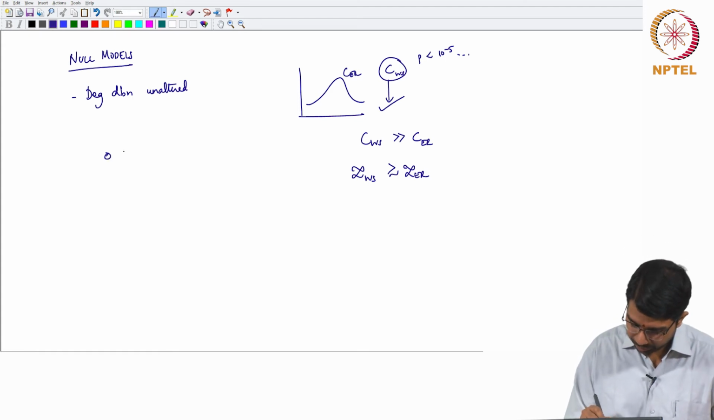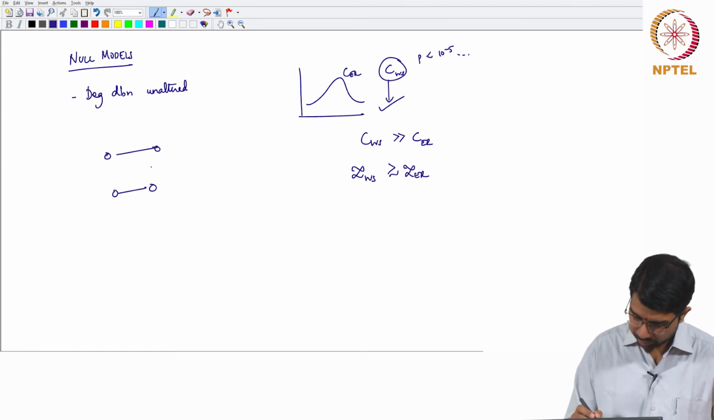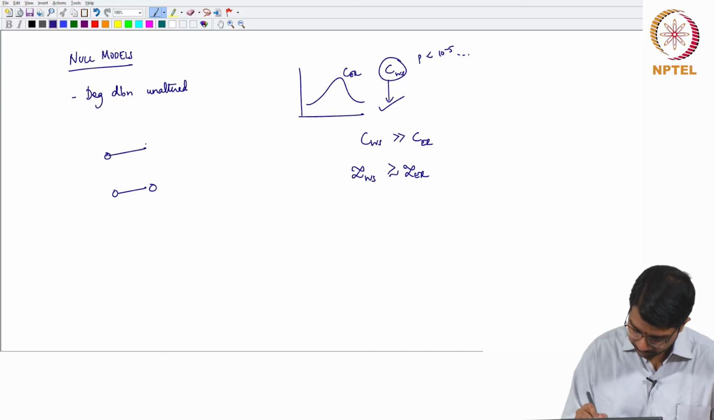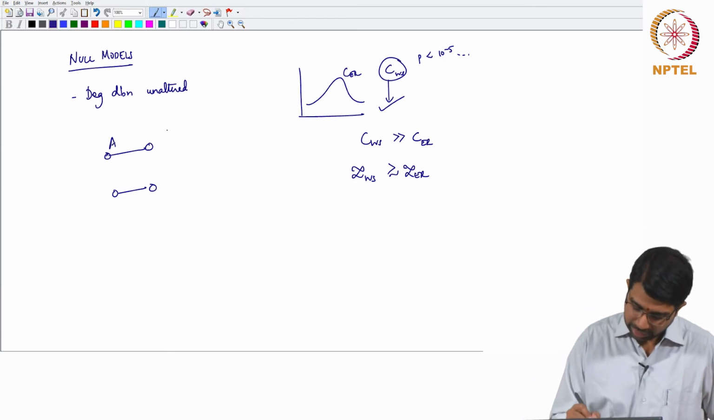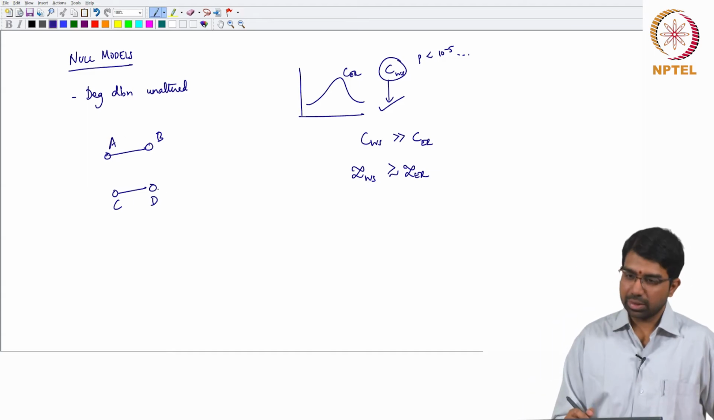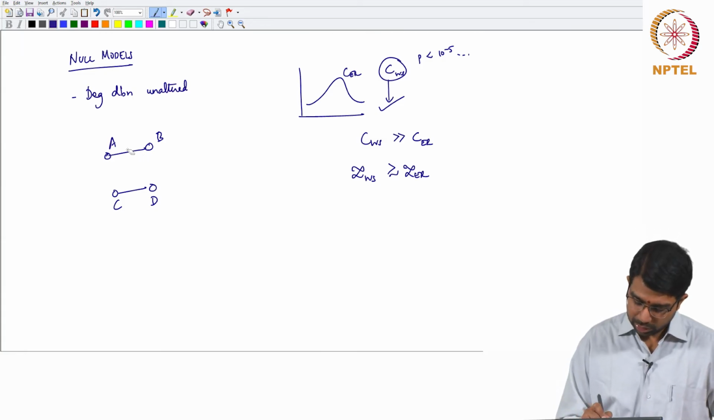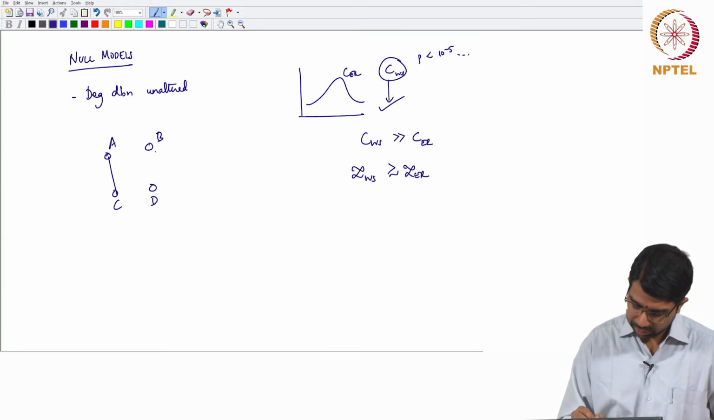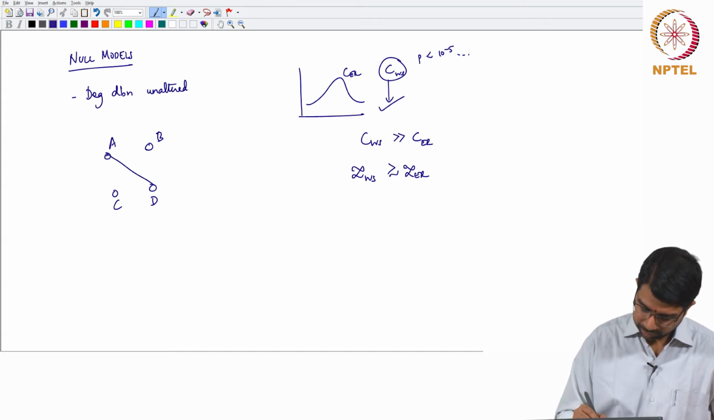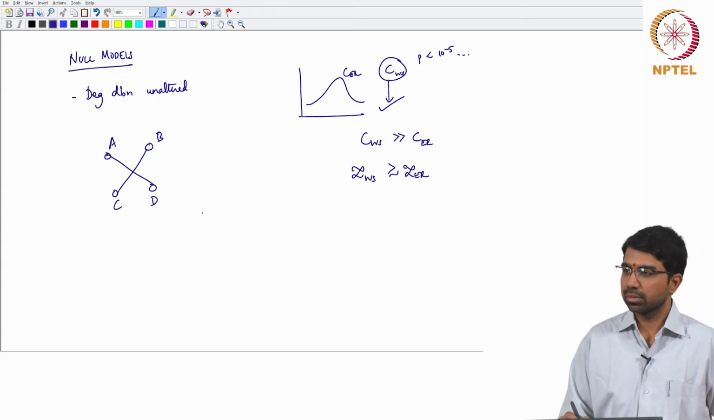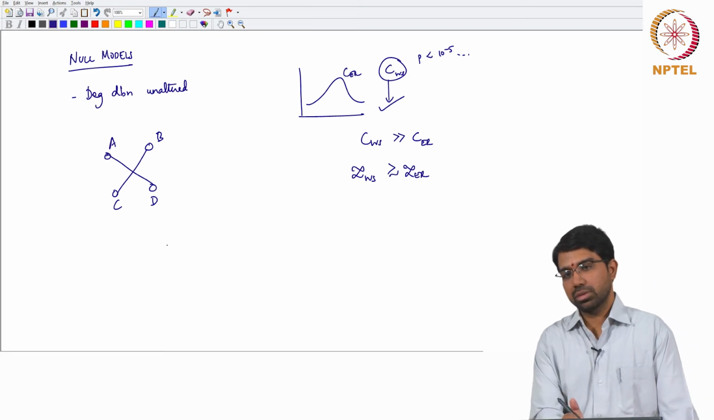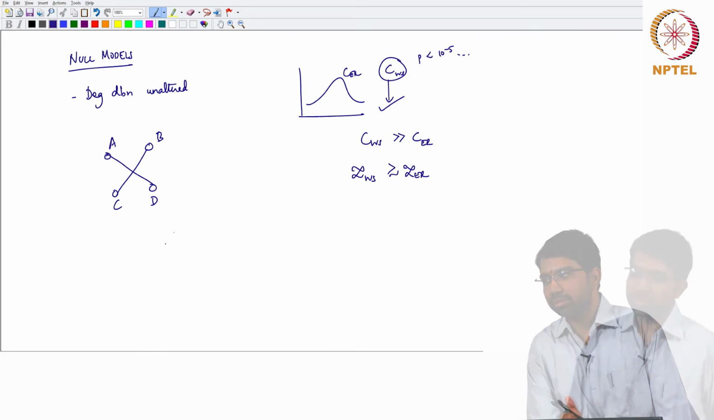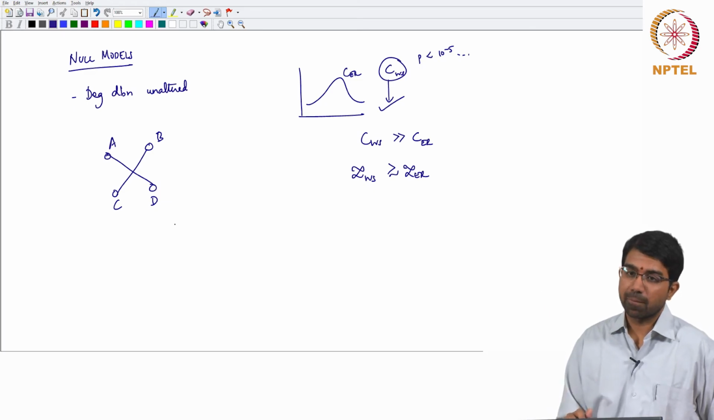So, let us say this is your network, you have A, B and C, D. One way to rewire this would be you now remove AB and CD and make it AC and BD, or you make it AD and BC, right. This will obviously preserve the number of edges, or will it? Well, then now the degree distribution.